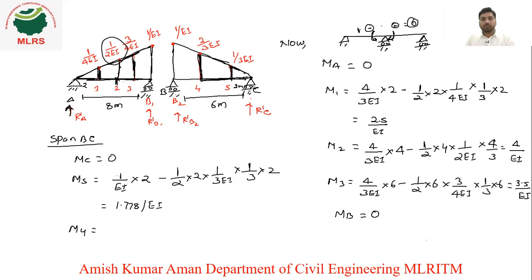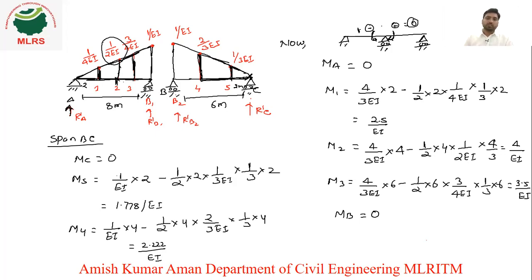Here 1 upon EI into distance is 4. So 1 upon EI into 4 minus area half into base 4 into height 2 by 3i, at that point that is 2 by 3i into 1 by third into 4. So if you calculate it, you will get 2.2222 upon EI. So we have calculated this MA value, M1, M2, M3, MB, M4, M5 and MC value. Each and every value of moments we have calculated in the conjugate beam.